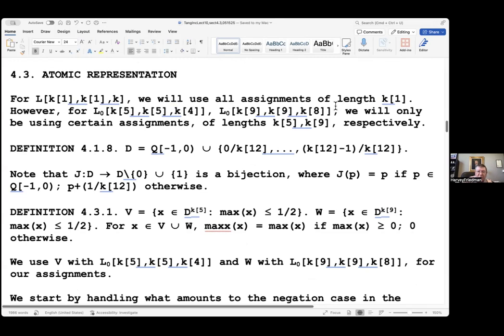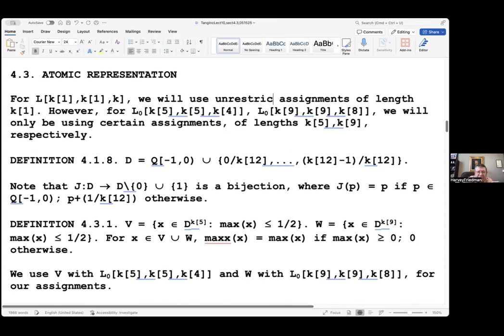We will use all assignments. Well, no, there's something new here. We use all assignments of length K1 for this language. We will be using them, but it's not really quite right. All right. We use unrestricted assignments. However, for these bigger languages, although they're not really bigger because we only take the quantifier for each part, otherwise they would be bigger. We will only use certain assignments of length K5, K9, respectively. Only certain assignments are really going to be used, and it's useful to know what I'm talking about.